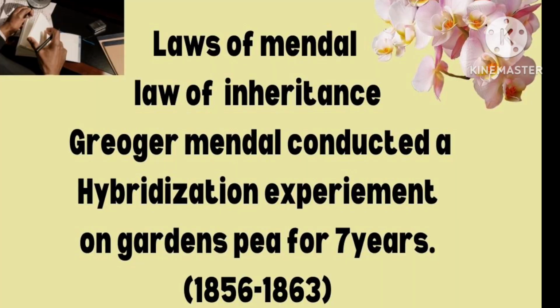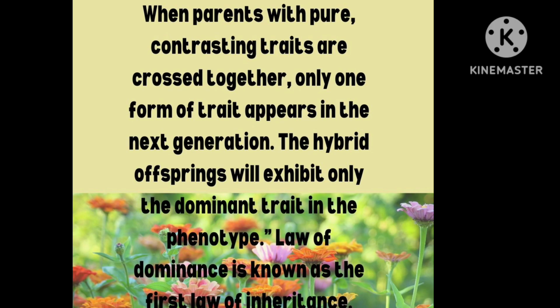Now first we will see Mendel's law of inheritance. During the mid-19th century, Gregor Mendel conducted a hybridization experiment on garden pea for 7 years. That is, the time period was from 1856 to 1863. At that time, he proposed the law of inheritance in living organisms.